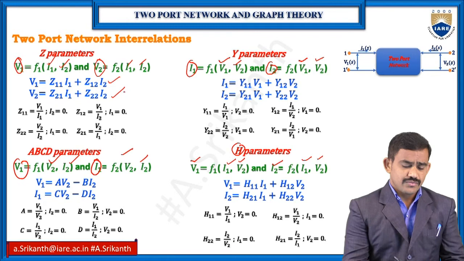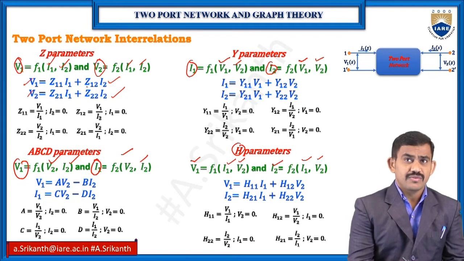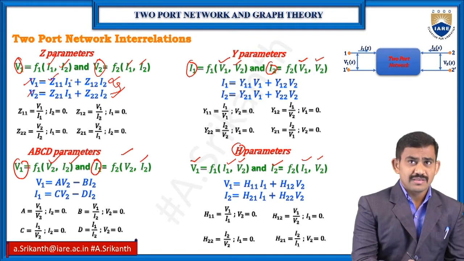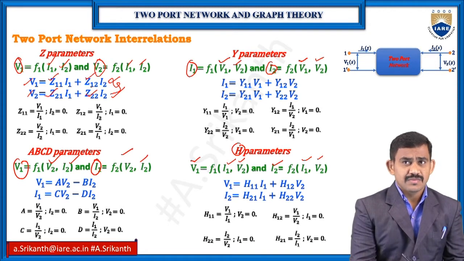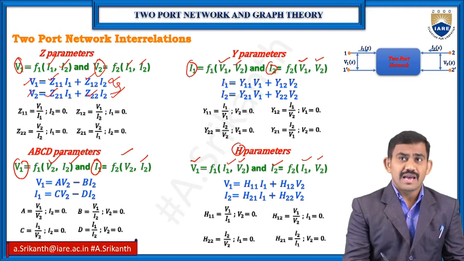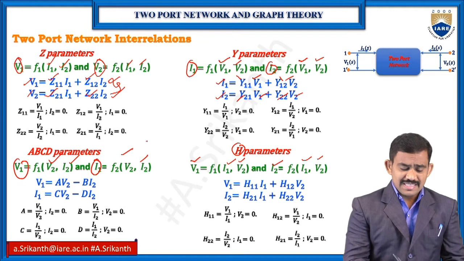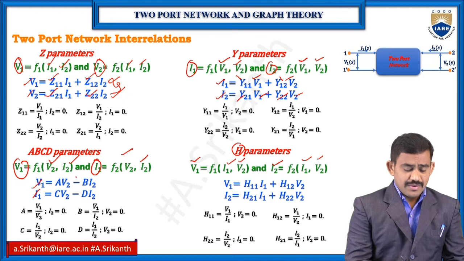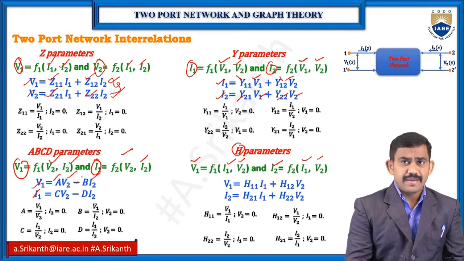So V1, V2 in terms of I1, I2, that is Z parameters. Z parameters means we have four terminals, so we have four values: Z11, Z12, Z21, Z22. Coming to Y parameters, we have I1, I2 in terms of V1, V2. Again Y11, Y12, Y21, Y22. And the same thing for ABCD parameters: V1, I1 in terms of V2, I2, and A, B, C, D we have.